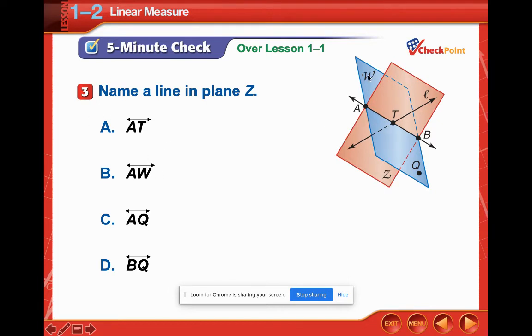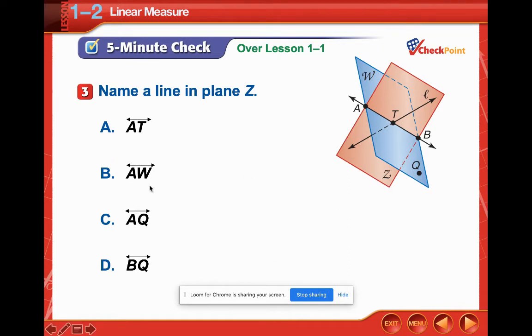AW is not a correct answer. All right. As you can see, W is the name of another plane. There is no point W. So AW is not actually a line. Therefore, that would not be correct. AQ. All right. Q is a point out here, but there's no line there. So therefore, that line would not actually be in Z. Also, Q is not in plane Z, so that would not work.